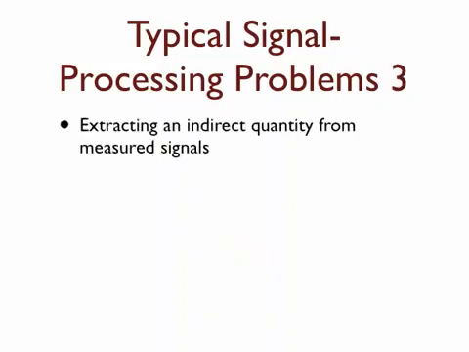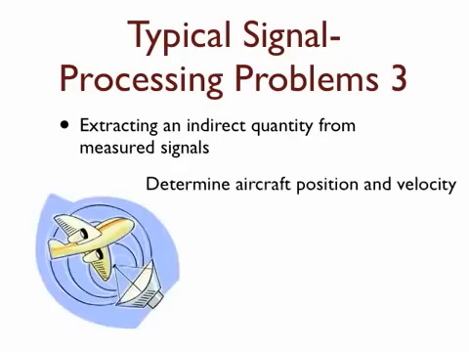A third signal processing problem is a little more abstract and involves extracting some piece of information that's embedded within the measured signals. And the best way to clarify this is with an example. So let's suppose we want to use a radar system to determine the aircraft position and velocity. Well, the way the radar works is it first transmits an electromagnetic pulse that then travels through the air and it hits the aircraft and is reflected back, and then the radar system measures what's reflected back.